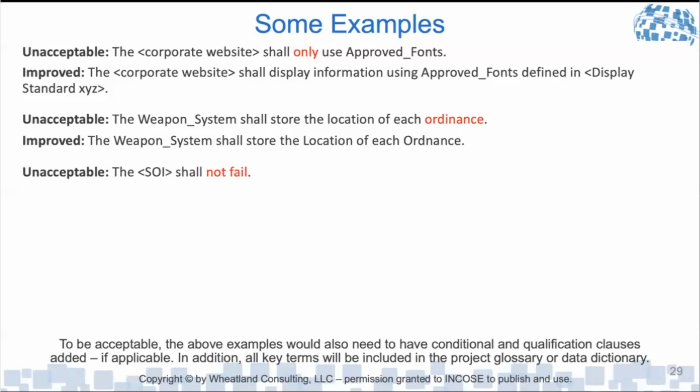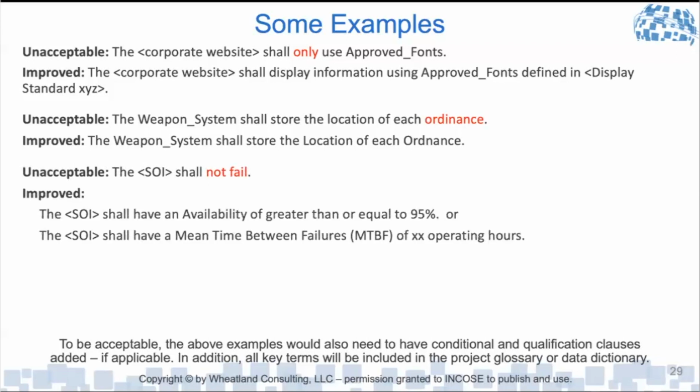The system shall not fail. Now, we all think that's great. We don't want our systems to fail, but how would you ever verify that? And so one way we can do that is specify some quality factors. Shall have an availability greater than or equal to 95%, or have a mean time between failures of so many operating hours would be a better way to do that.